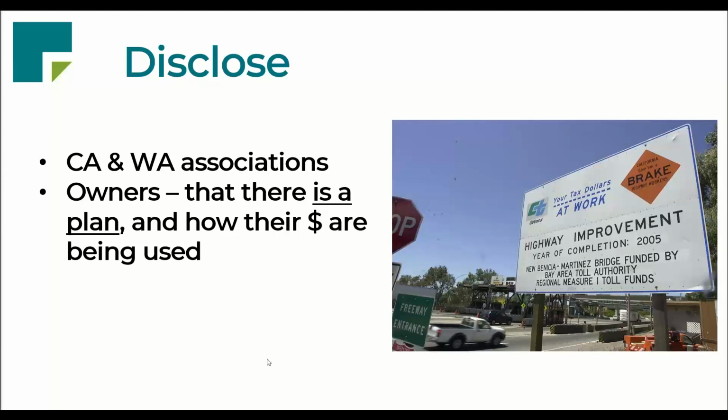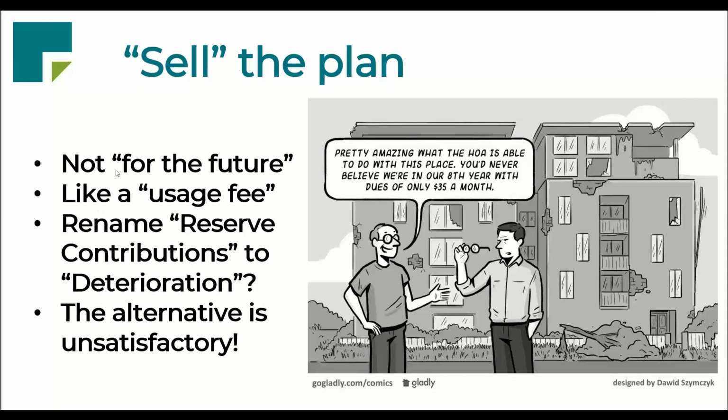Okay, more things you can and should do. There's a number of states that have some specific disclosures as far as what they need to do for budgets. In the state of California and Washington, they need to have some very specific forms that are filled out. So that's something that you get with a reserve study. And this is also something that you can leverage to your advantage. Make sure the owners are on that same communication page with you. Let them know that there is a plan and how their reserve funds are being used. It's kind of like the signs you see along the freeway, how your tax funds are being used. Get them on the same page. And that may mean that in addition to doing the numbers, you may need to sell the plan.